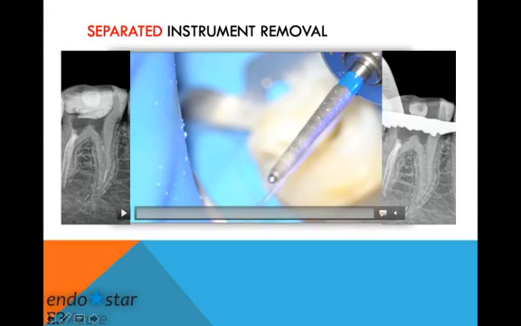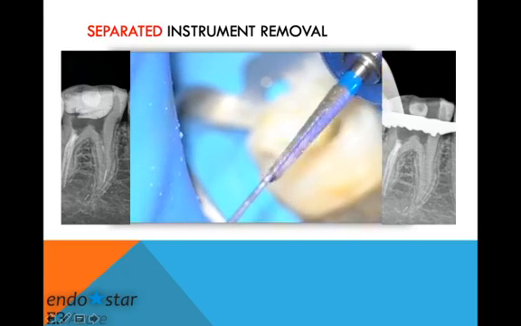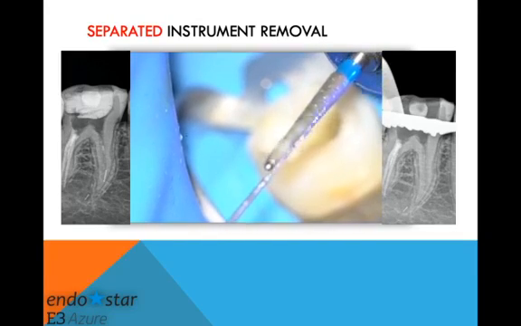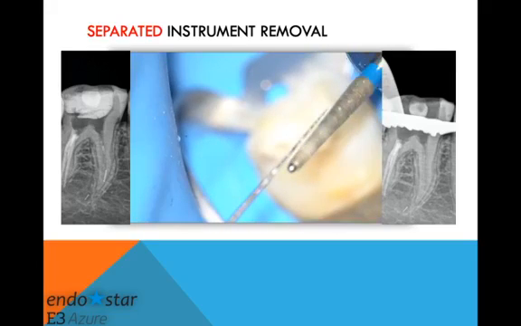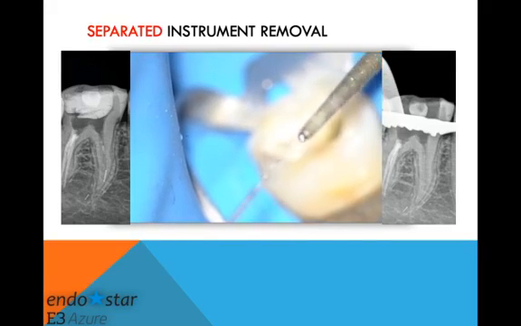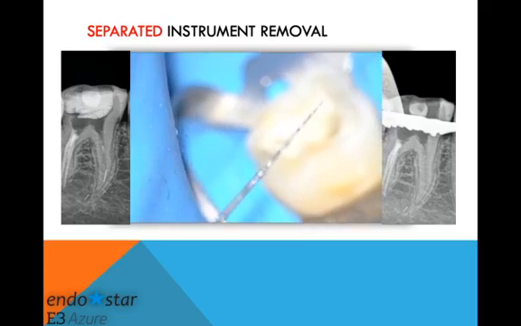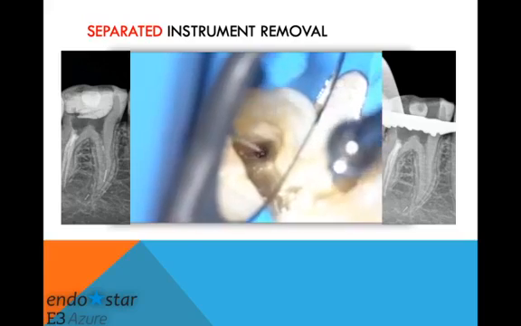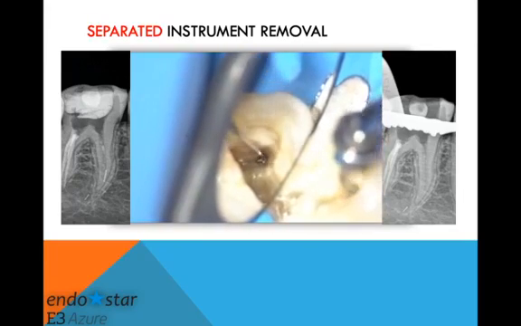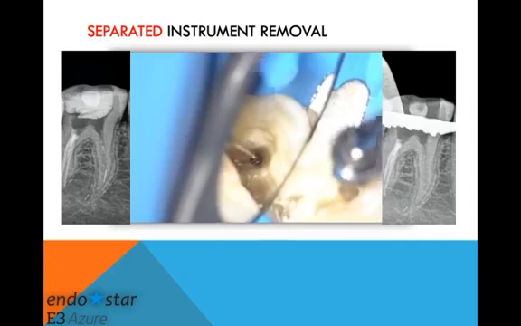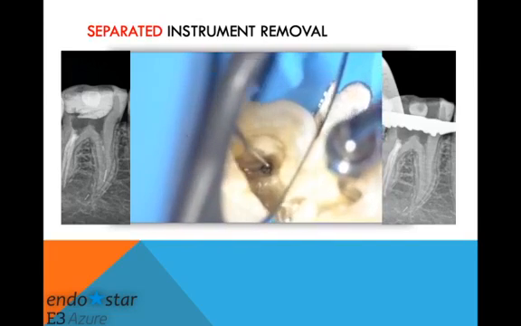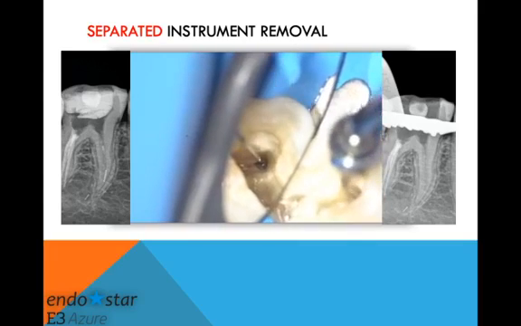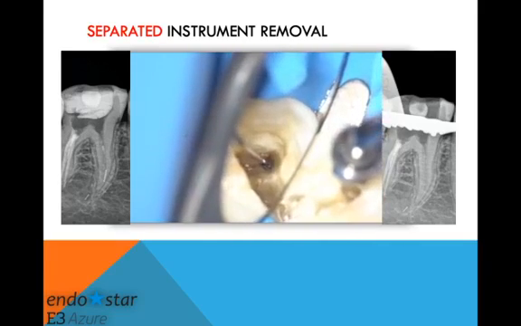So to remove this broken instrument, we thin down the ultrasonic tips with a burr so that I am reducing the diameter of the ultrasonic file so that I have more visibility, and by thinning down the ultrasonic tip, there is practically no loss of efficiency. So as you can see here, the staging platform has been created with piezo 1 only. With the help of ultrasonics, I am troughing around the broken instrument, and maybe after a few strokes, the instrument now pops out of the canal.